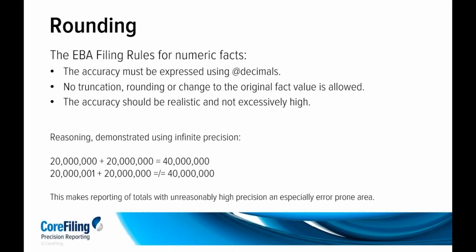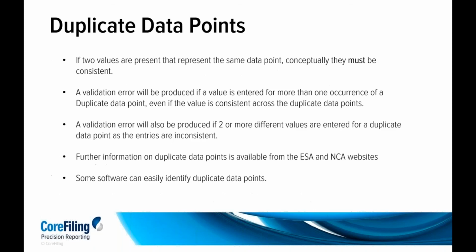And the reasoning here is quite simple. For example, if I used infinite precision and I add 20 million to 20 million, that would be equal to 40 million, but 20 million and 1 plus 20 million would not be equal to 40 million. However, it might be quite common for the totals in particular to be rounded or truncated to, say, 40 million, which the computer would then see as inconsistent. So, in particular with totals, they should not be reported to an unreasonably high precision. And there is guidance in the filing rules to this effect.